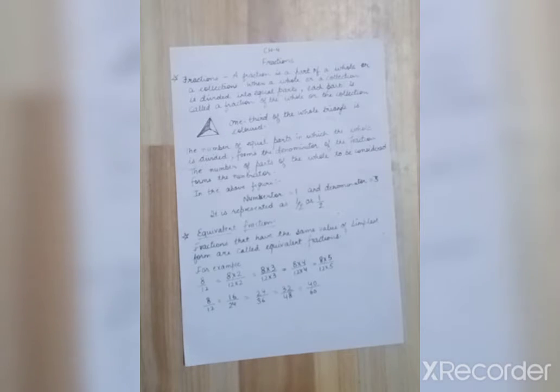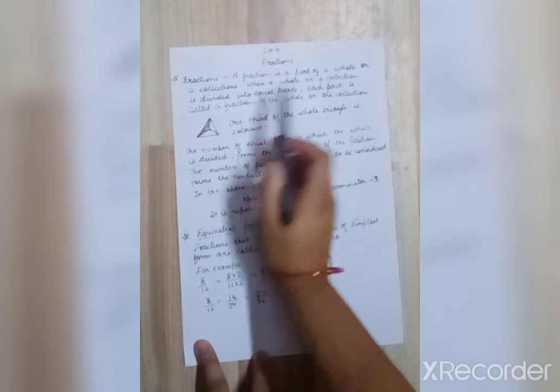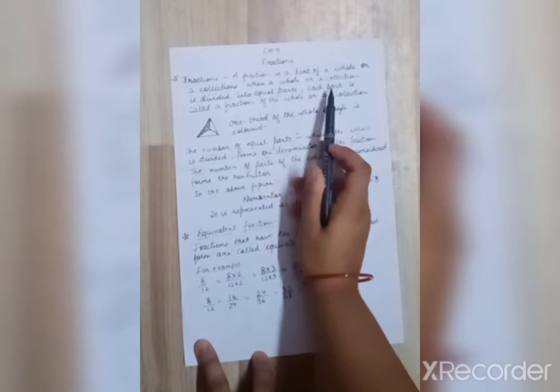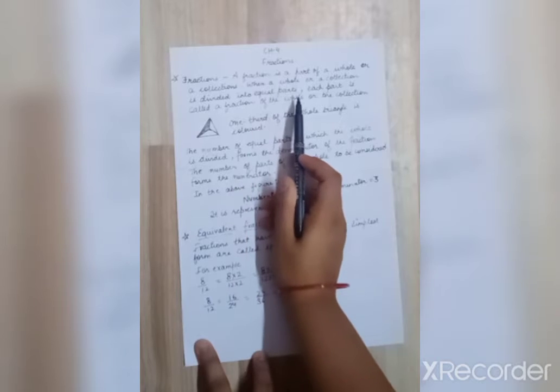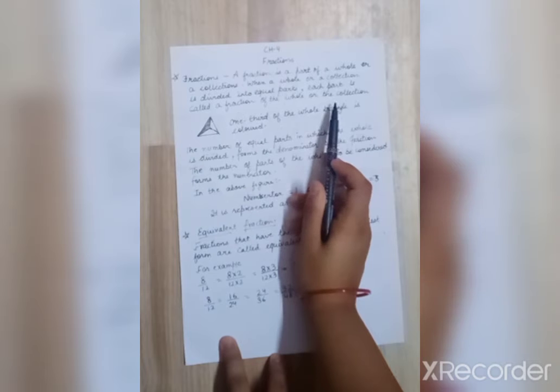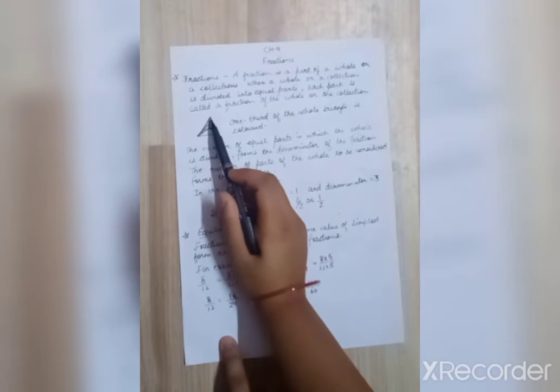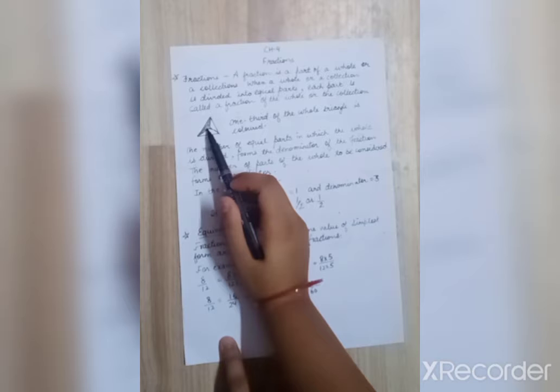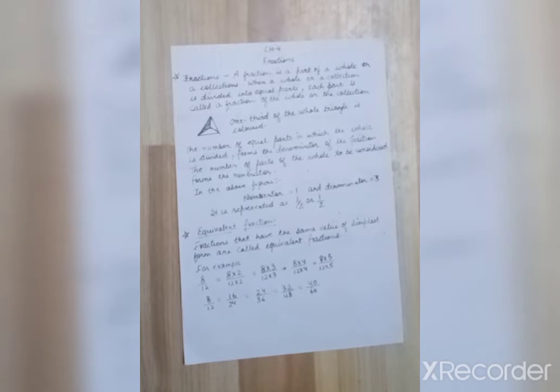Okay, what is a fraction? A fraction is a part of a whole or a collection. When a whole or a collection is divided into equal parts, each part is called a fraction of a whole or a collection. Like I have this triangle, the whole triangle. I have divided this whole triangle into 3 equal parts, and one part I have shaded. So what I will say is that 1/3 of the triangle is colored, or shaded.